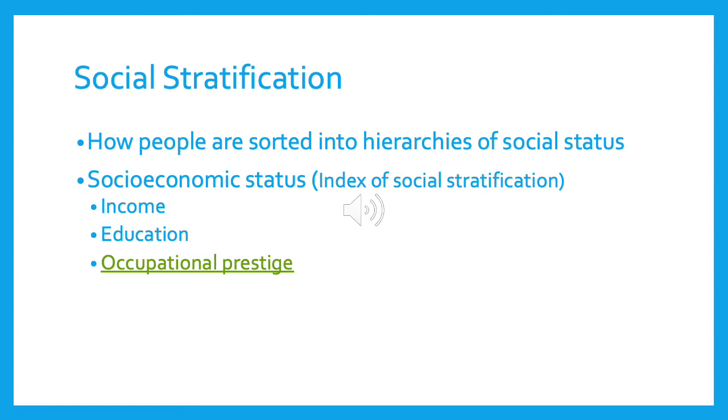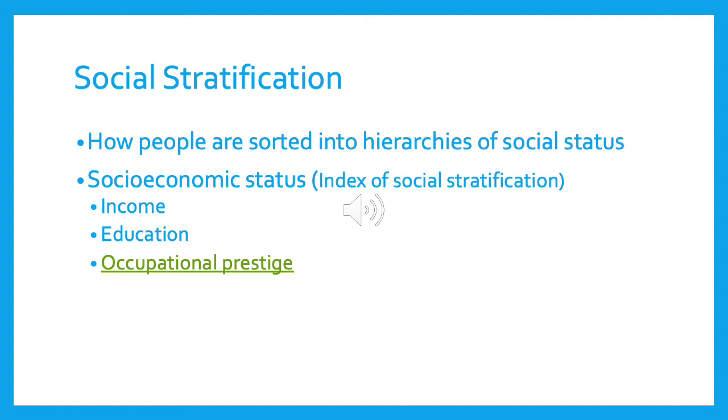Now, income is pretty straightforward. Income is the money earned from working or the money that comes into a person regularly through work or through investments or through some kind of annuity. It's how much money you get.